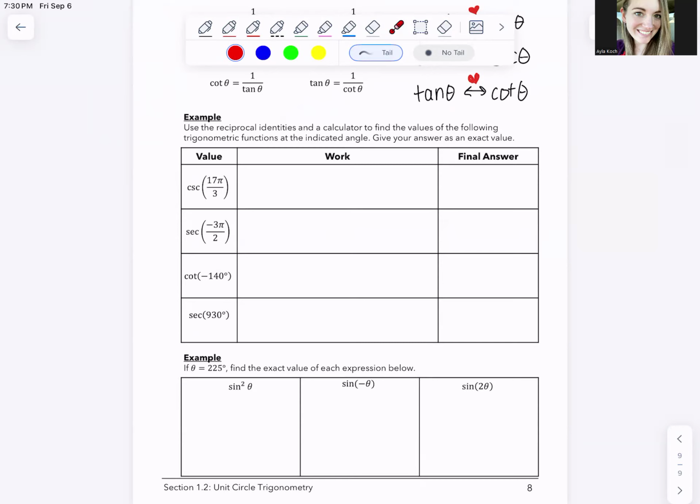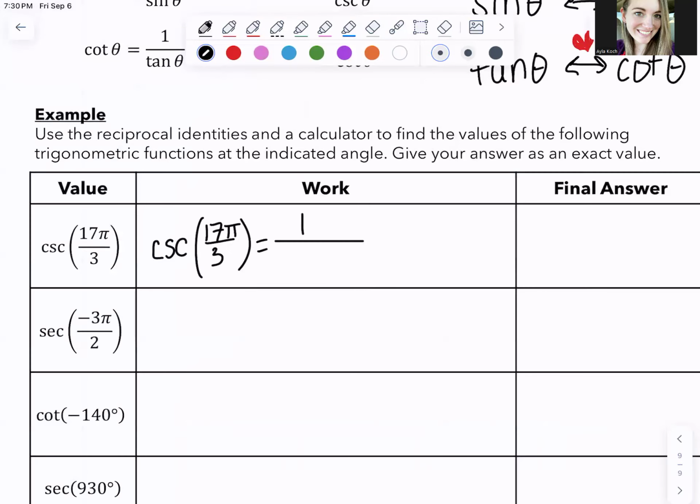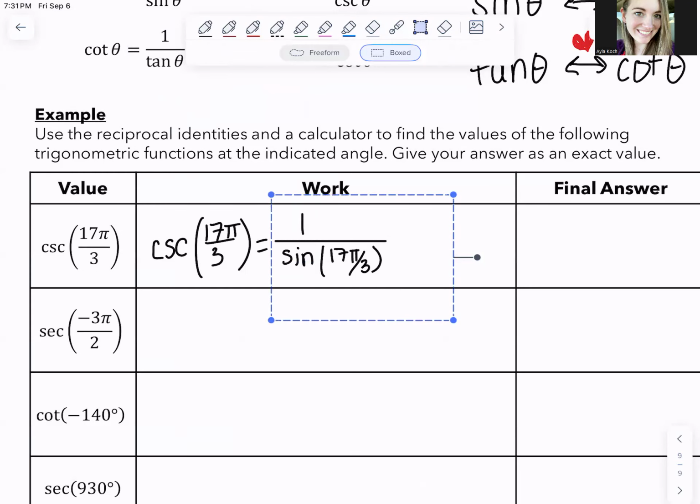So let's do this. Cosecant of theta, who's their soulmate? Oh, it's sine. So cosecant of 17 pi over 3 is the same thing as 1 over sine of 17 pi over 3. So you might be like, right, but then what is sine of 17 pi over 3? You could push enter on a calculator right now. This you could enter into a calculator.